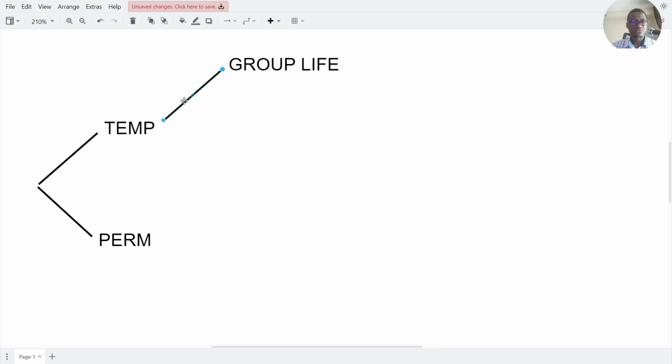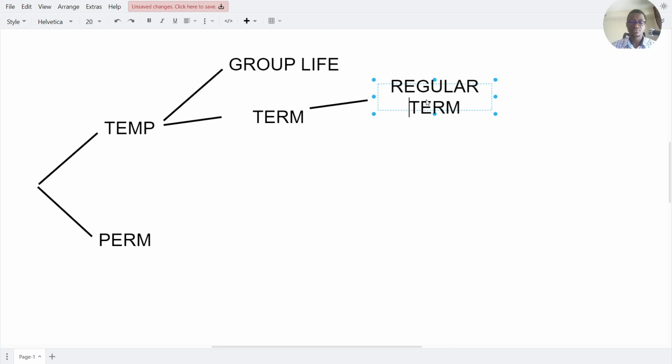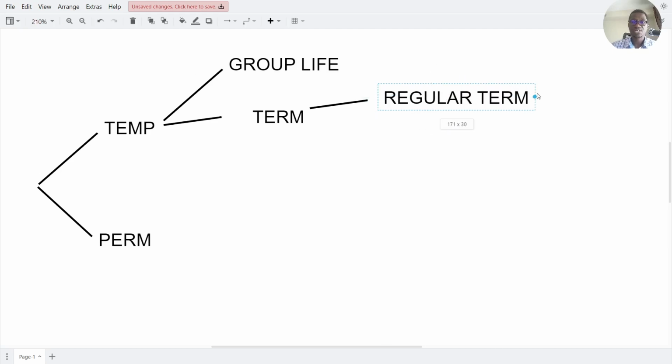Now, the next type of term policy that we will see is what I will call term. Now, there are multiple variations of term policies. And let's start with the first one that I will call the regular term. So this type of policies are designed to last usually for 5, 10, 15, 20, maybe 25 or 30 years. So usually it goes at most to 30 years.